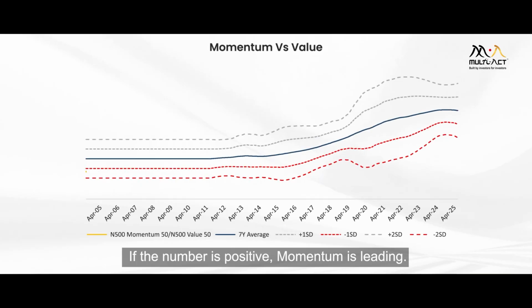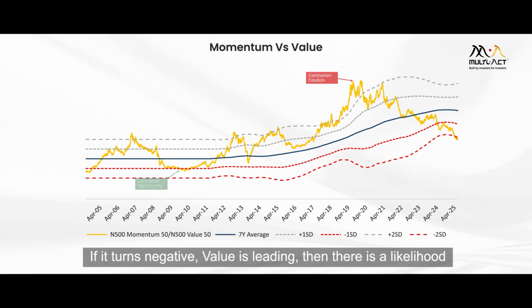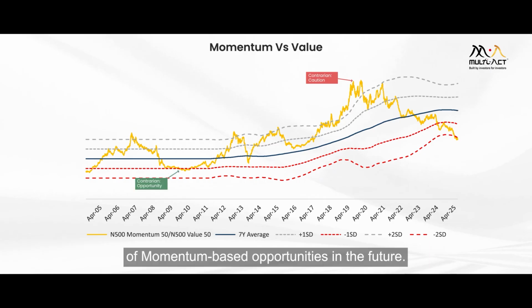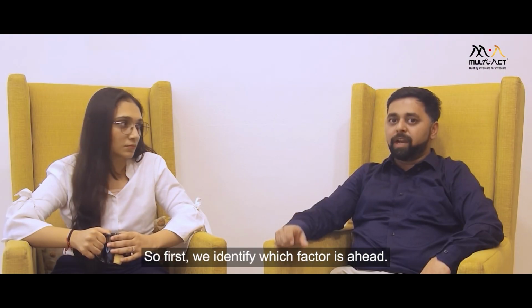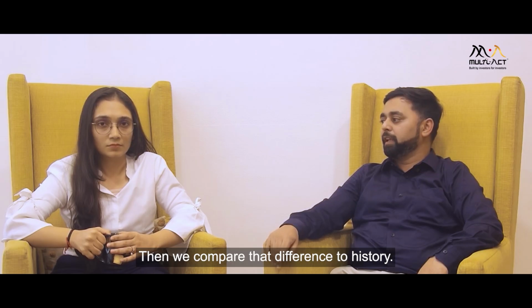If the number is positive, momentum is leading. This usually indicates that the market is heated. If it turns negative, value is leading, then there is a likelihood of momentum based opportunities in the future. So first we identify which factor is ahead, then we compare that difference to history.